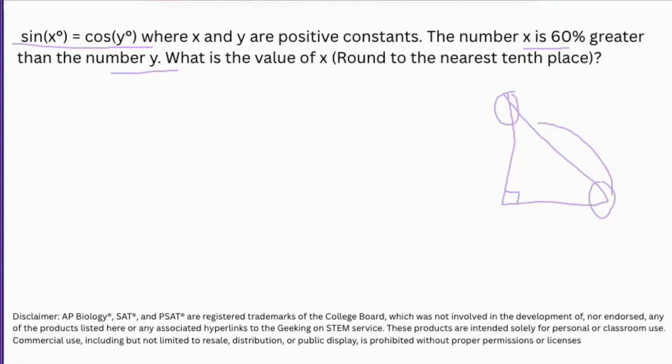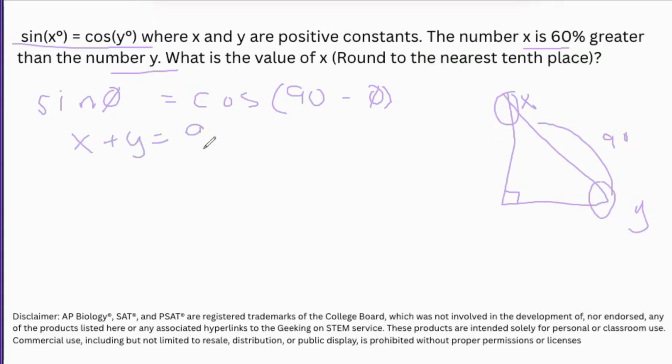So we also know, based on the trigonometric identity, that sine of theta is the same thing as cosine of 90 minus theta. So we can essentially say that these two, which are equal to each other, have to be that leftover that's equal to 90 degrees, right? So we can say that the angle x, say this is x and this is y, so x plus y has to give us 90 degrees.